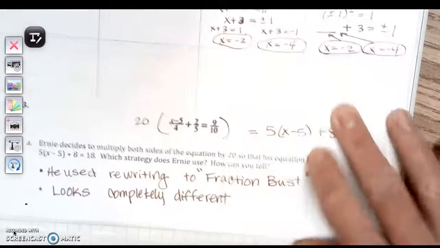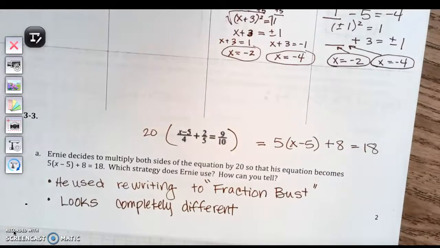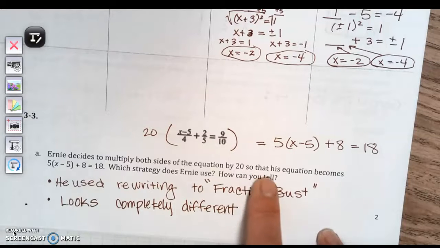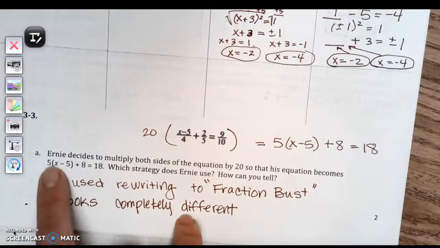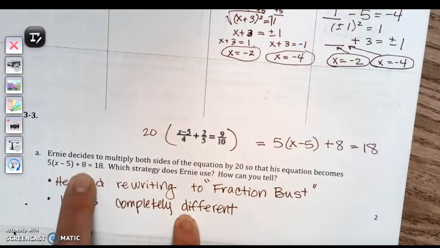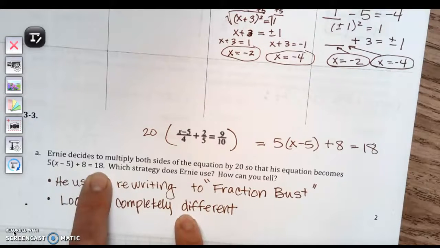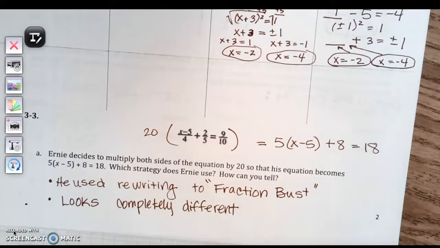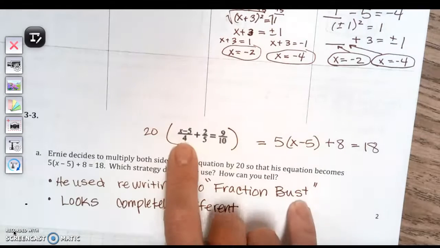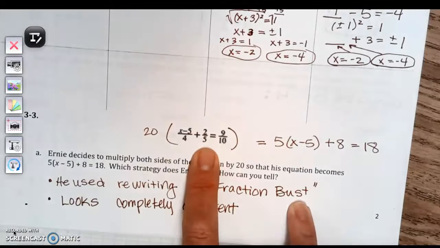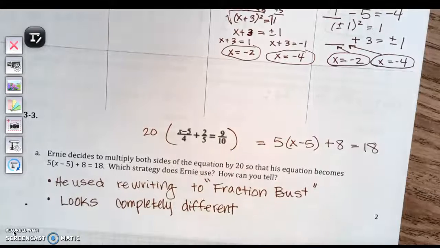Okay. Jump down to question 3.3. Question 3.3 says Ernie decides to multiply both sides of the equation by 20 so that the equation becomes 5 times x minus 5 plus 8 equals 18. Which strategy does Ernie use, and how can you tell? So the original equation was x minus 5 over 4 plus 2/5 equals 9/10. Okay? So what did Ernie do?